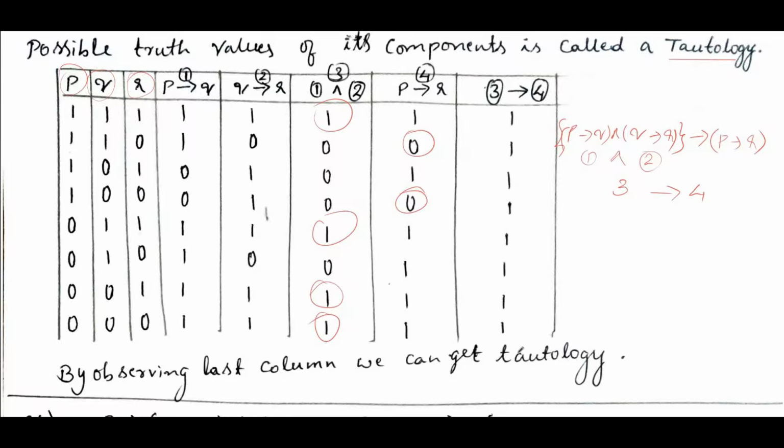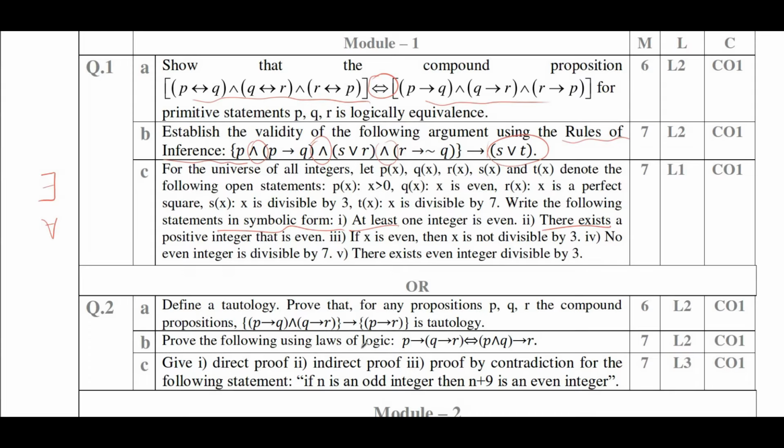So moving to question number 2b: prove the following using laws of logic. They have given a compound proposition. We need to consider the left hand side and come to the right hand side by using laws of logic. The previous question was similar, but there we used the construction of a table to prove logical equivalence. Without a table, by using the laws of logic, we need to show that it is logically equivalent.